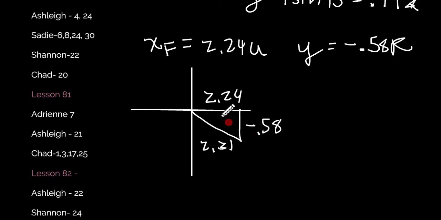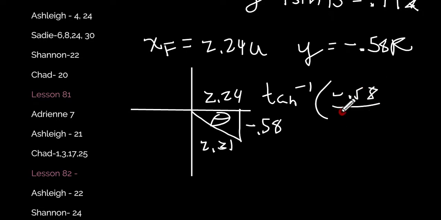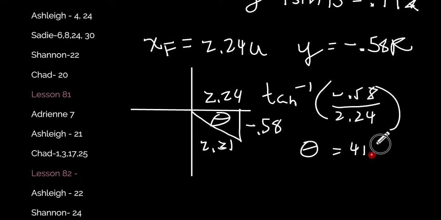So then we need to figure out this theta right here. So we use the inverse tangent to find the theta. So it's going to be opposite, which is negative 0.58, put the negative in, over the adjacent, which is 2.24. And when you do that, out will pop a number. We're going to get theta equals 41.8, but negative 41.8. So it's coming down this way.